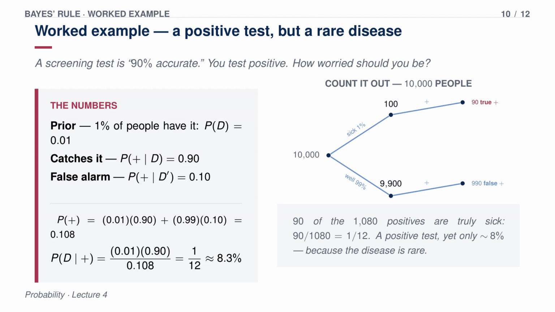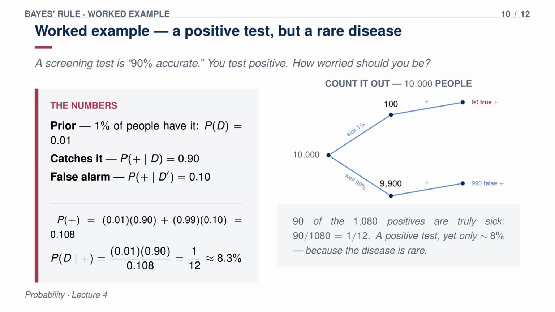If the fraction feels slippery, just count 10,000 people. 100 are sick and the test flags 90 of them. Of the 9,900 healthy people, 10% false alarm, that's 990. So 1,080 positives total and only 90 are truly sick. 90 over 1,080, 1/12 again, about 8%.